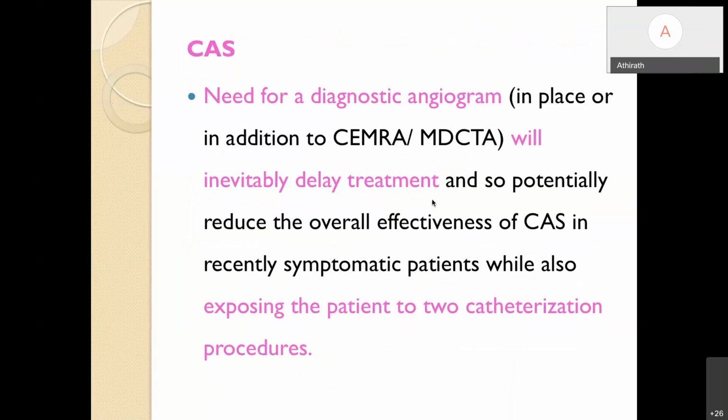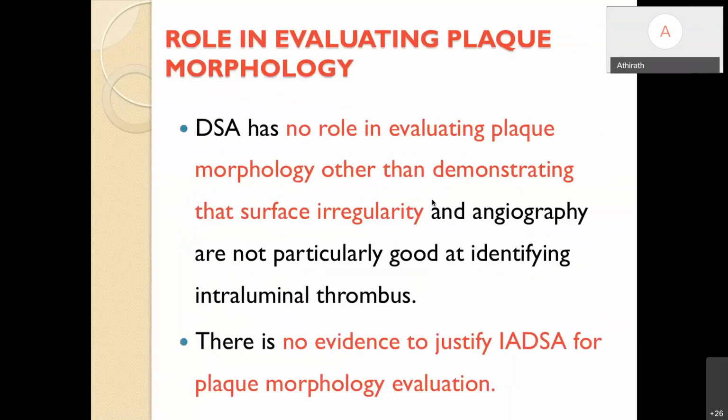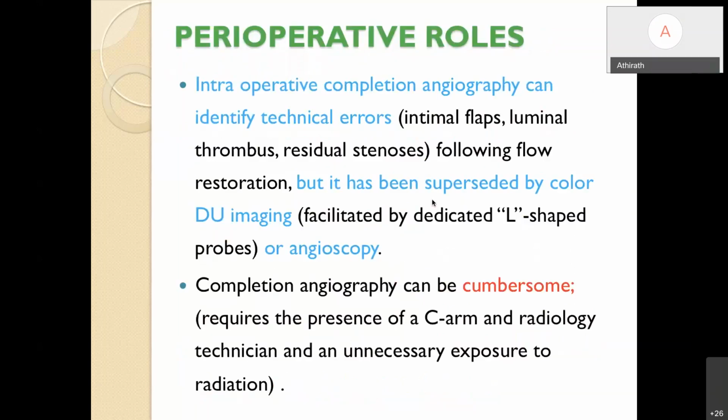And there's one more risk that the patient will be exposed to two catheterization procedures. In plaque morphology, digital subtraction angiography has no role, except that it gives little information about plaque irregularity. The perioperative role: intraoperative completion angiography can identify technical errors, but this has also been superseded by color duplex ultrasound imaging or angioscopy, only because performing a completion angiography is actually cumbersome, as it requires the presence of a C-arm, a radiology technician, and unnecessary exposure to radiation.